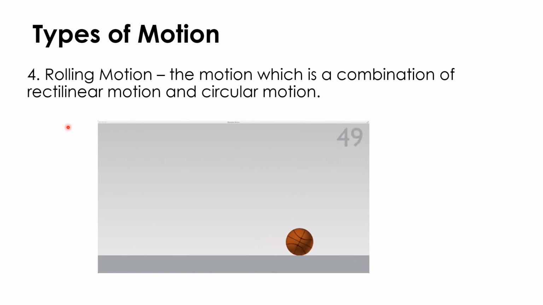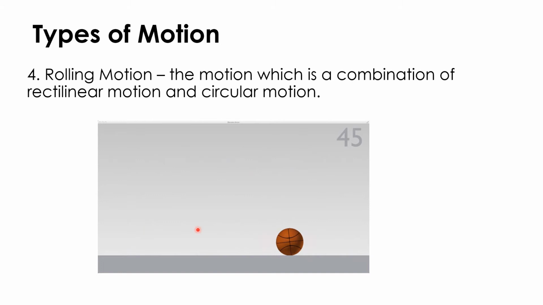The last one is the rolling motion. The motion which is a combination of rectilinear motion and circular motion, like a rolling ball. The ball is moving on a straight line and the ball is moving in a circular motion. It is a combination of two, the rectilinear motion and the circular motion. So that is a rolling motion.